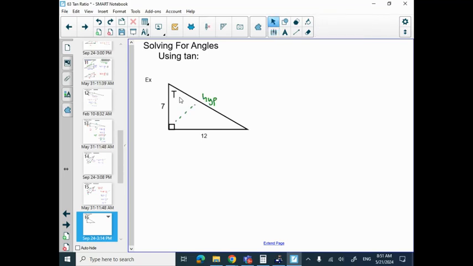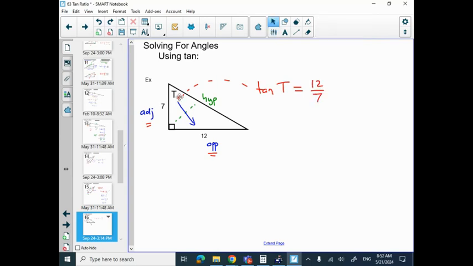And then label the opposite side. And the other side has to be the adjacent. That's supposed to say adjacent. I'll make it look a little bit more like ADJ. So again, opposite and adjacent, so we're using tan. Tan of the unknown angle t equals the opposite, which is the 12, over the adjacent, which is the 7.